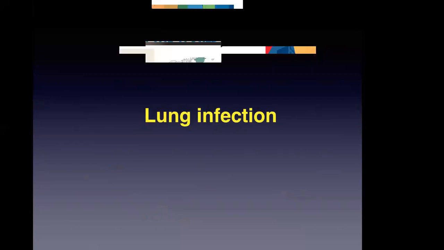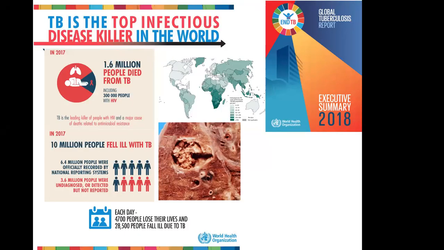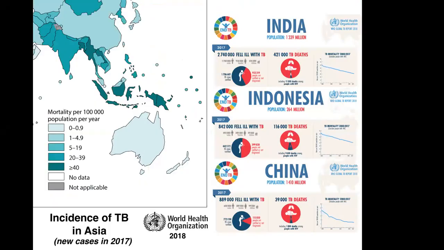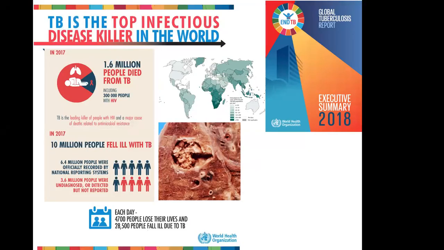Okay, so let's proceed now to lung infections. When we talk about lung infections, it's important for us to, of course, discuss tuberculosis, which is the number one killer, the top infectious disease killer in the world. Just in 2017, about 1.6 million people died from TB, and about 10 million people fell ill because of this disease. This is based on the Global Tuberculosis Report of 2018.